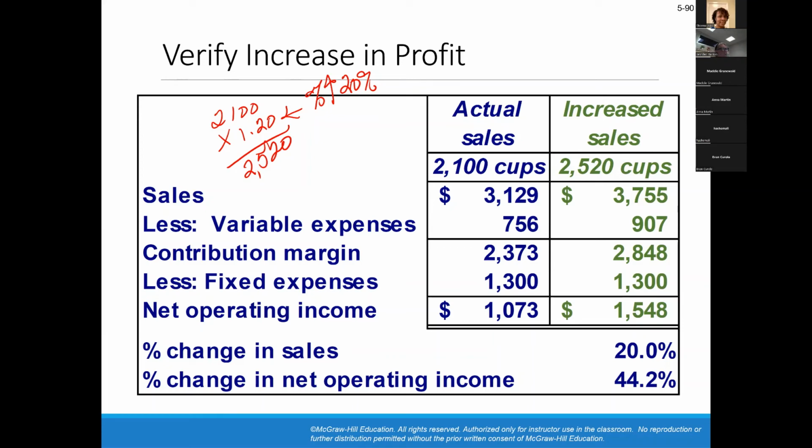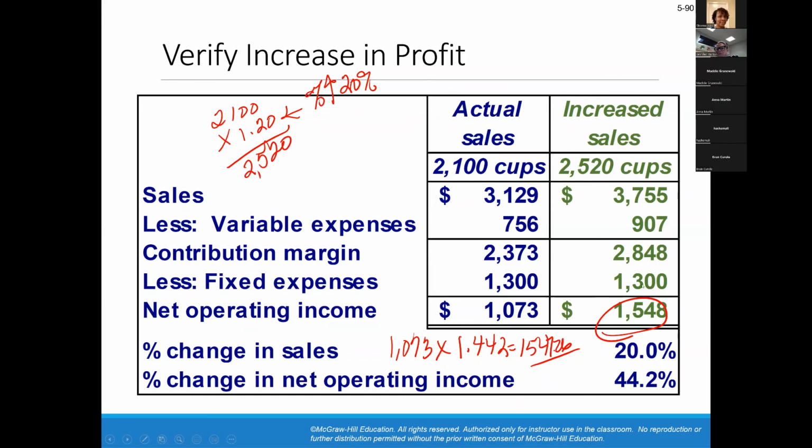And that is correct. So all I did was take the 1073 times, remember, put the 1 in front, 1.442. And I came up with 1547.26. So rounding, it's 1548. So if I check it, it matches.